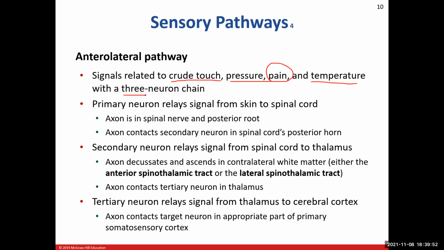For example, the primary neuron always starts in the periphery. So it's going to carry that sensory input from the skin to the spinal cord. Now the medial lemniscal pathway, the primary neuron didn't synapse on the secondary neuron until it got to the brainstem. Different story here. The axon of that primary neuron is going to enter into the spinal nerve, enter into the posterior roots, and then it's going to find its way into the posterior horn of the spinal cord, where it's going to synapse onto our secondary neuron.